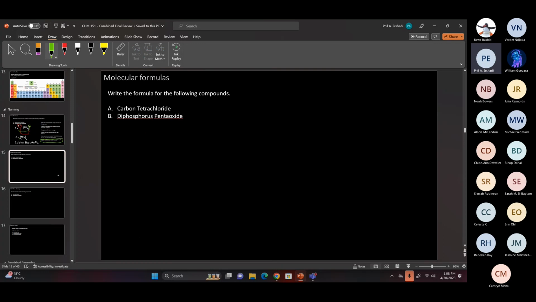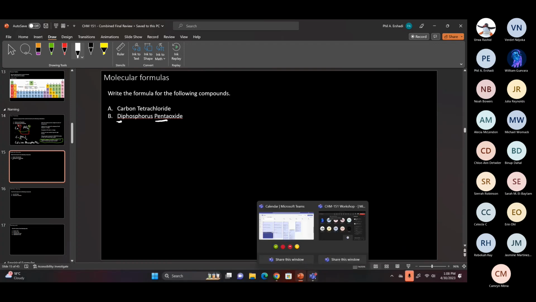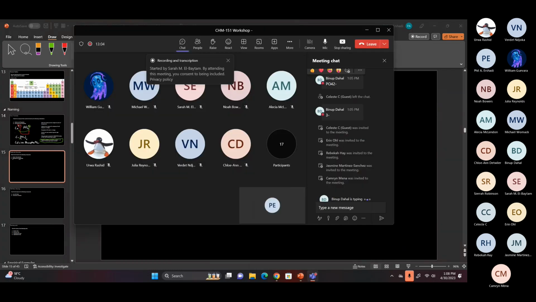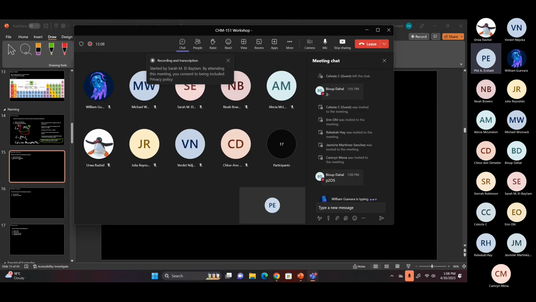So some of you who've done some study on naming, maybe take a shot at this one. If you see diphosphorus pentaoxide, what do you think the formula would be for that? Diphosphorus pentaoxide. P2O5. That is the correct answer.